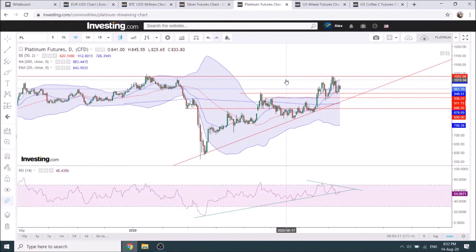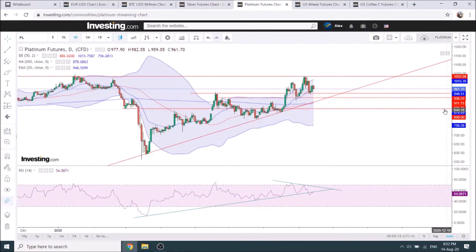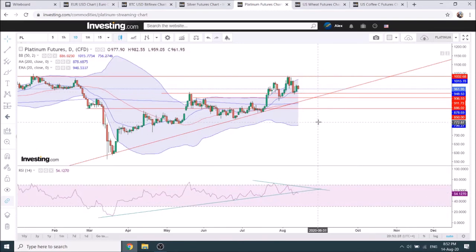Similar configuration on platinum. We don't have that inverted cup and handle, but really big divergence on the daily. Usually these divergences are getting cleared up. They are really reliable. We can see the trend line as well got broken here on that large red candle, so I believe this is just a matter of time until we actually break lower.